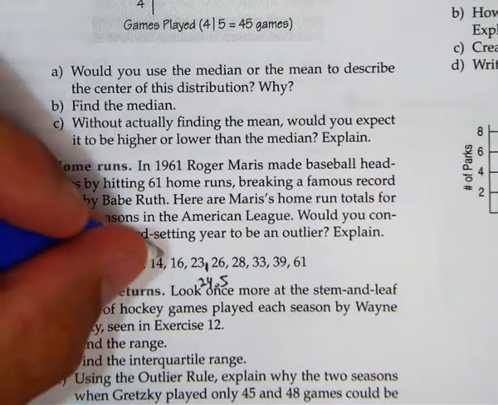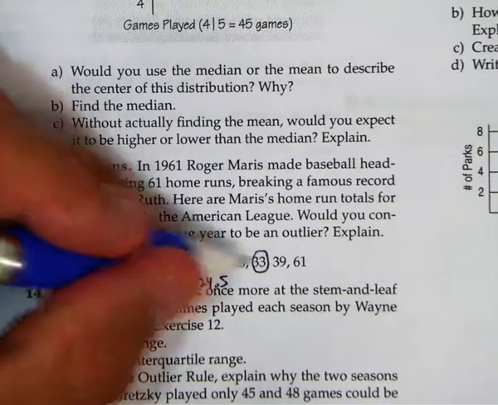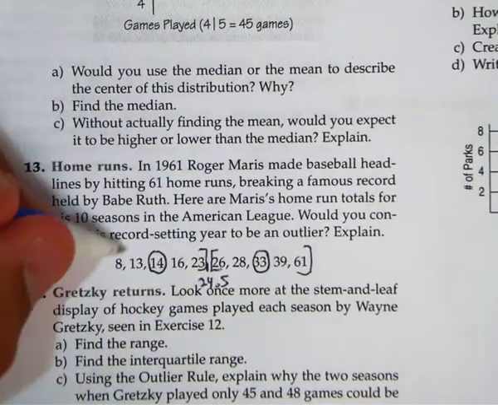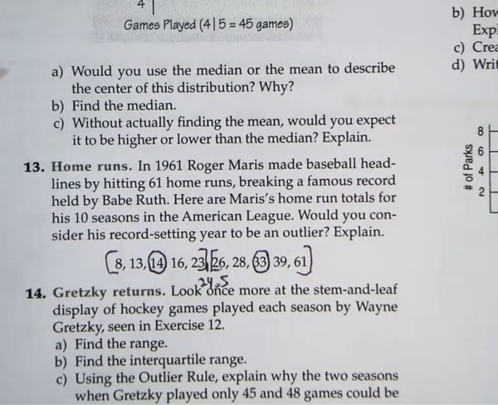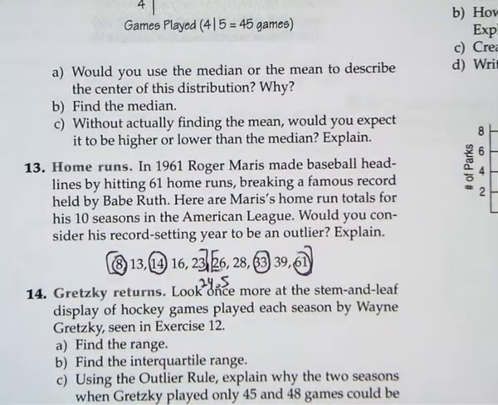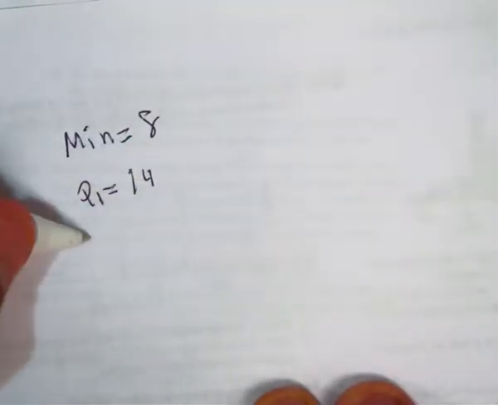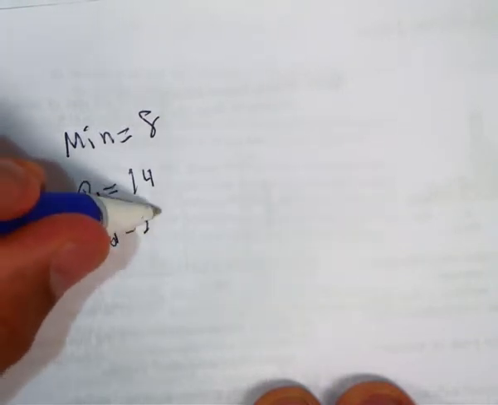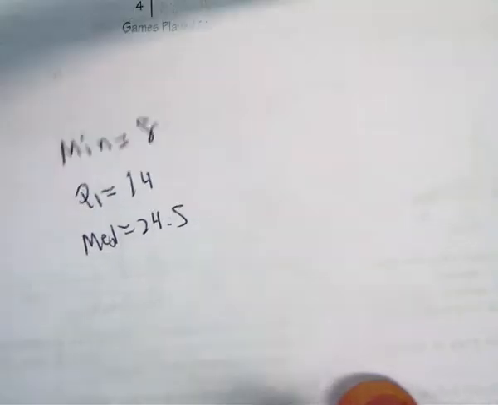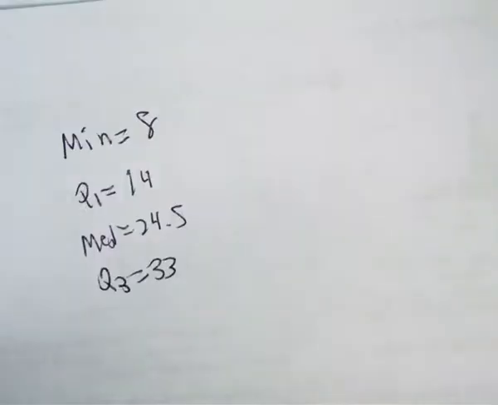Looking at these numbers here, here's Q1 and here's Q3, because that's right in the middle of this cluster, and this in the middle of this cluster. And then here's our min and here's our max. So our 5-number summary: min is 8, Q1 equals 14, median equals 24 and a half, Q3 equals 33, and max is 61.